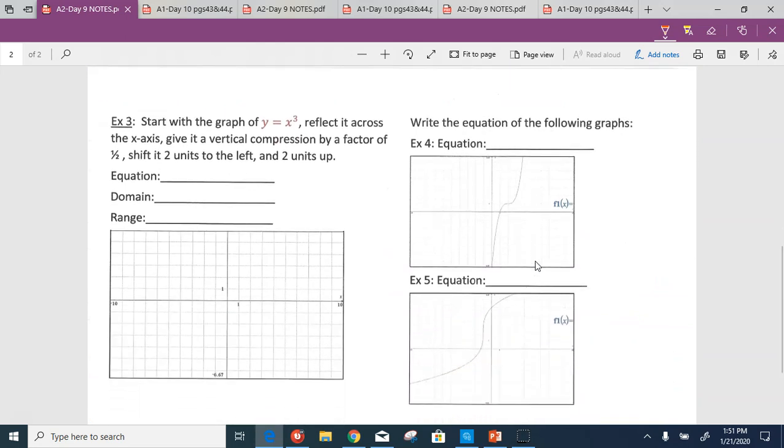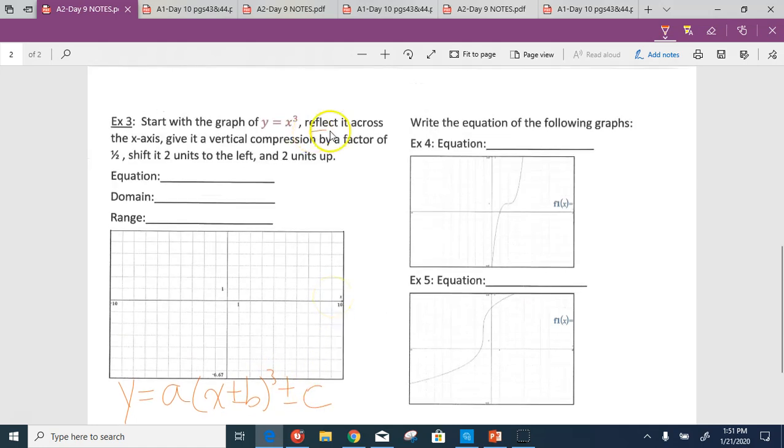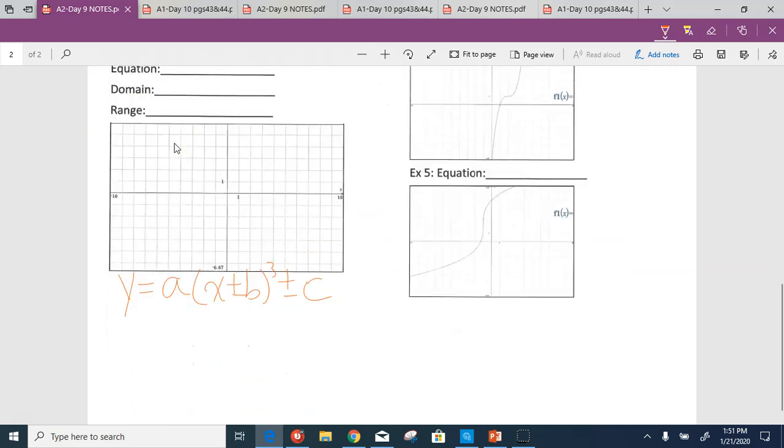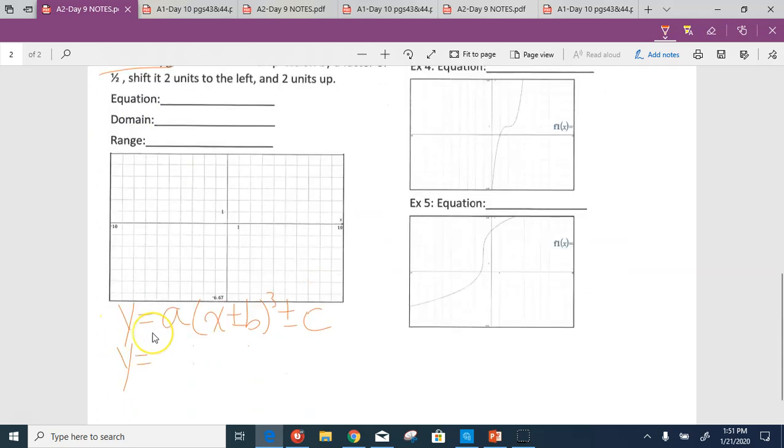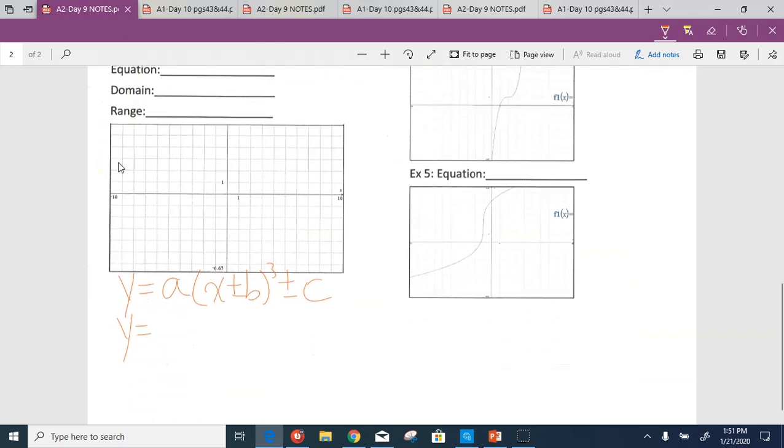For this one now, start with the graph of y equals x to the third power. So here's my base function, a times x plus or minus some b number to the third power plus or minus some c number. Let's see what kind of translations I want. Reflected across the x-axis, so that means I have to have a negative number. Do they tell me to compress or to shrink? Give it a vertical compression by a factor of 1/2. So to get it to flip, I have to have a negative sign. To get it to compress, they give me the factor of 1/2. So negative 1/2, parentheses, x.